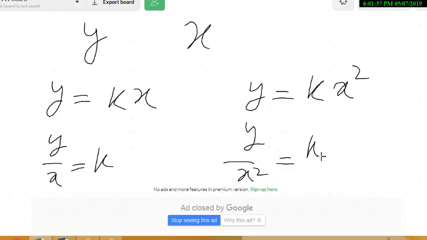And k can be any number. It could be 3, 4, 5, anything. Suppose it is 10. So in this case, y is equal to 10 times x squared. So this is how we can write the formulas of directly proportional and inversely proportional. Now we are going to discuss questions which are based on inversely and directly proportional. Let's see how to solve them.